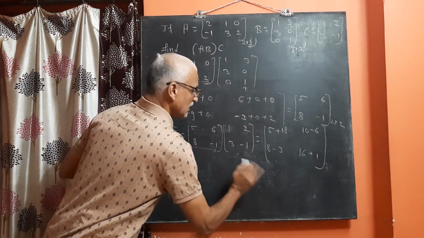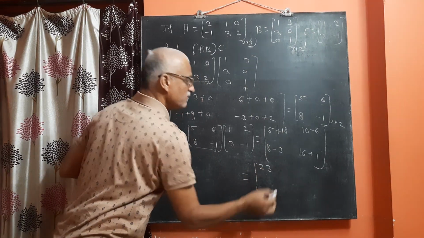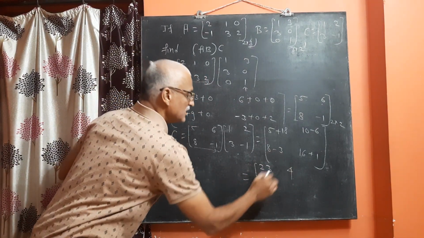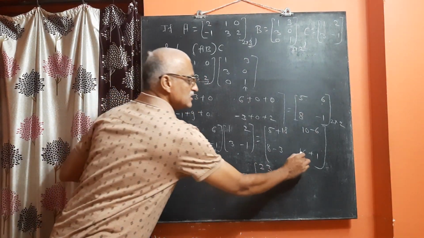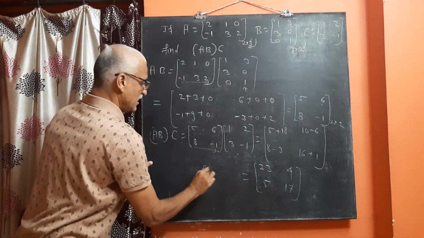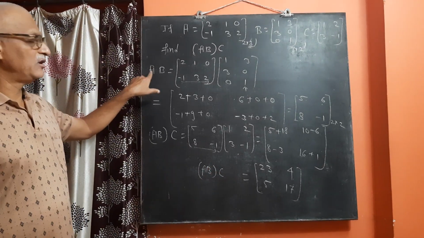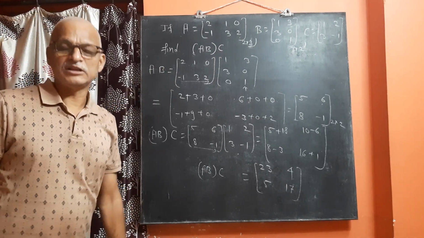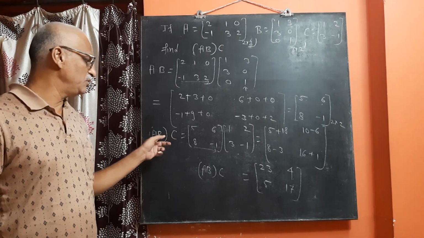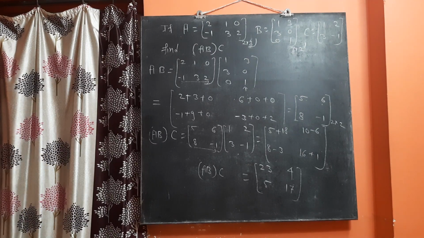So this is equal to, finally you get 5 plus 18 that is 23, 10 minus 6 which is equal to 4, 8 minus 3 that is 5, and 16 plus 1 that is 17. That is the required matrix AB into C. I repeat again. First you have to find out AB, and after finding AB you have to multiply it with C, so you will get the product AB into C, that is equal to 23, 4 and 5 and 17.